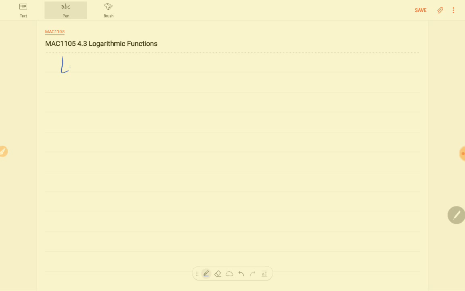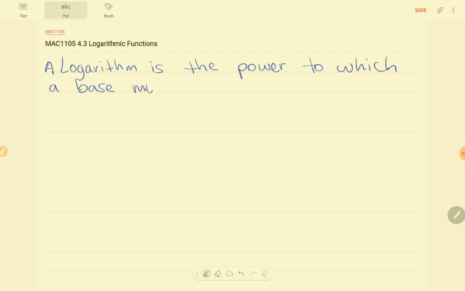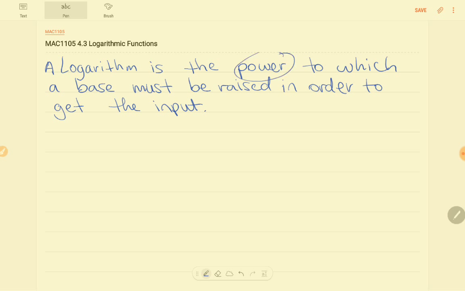A logarithm is the power to which a base must be raised in order to get the input. That's a very informal definition, but the thing I want you to focus on is that it's a power.